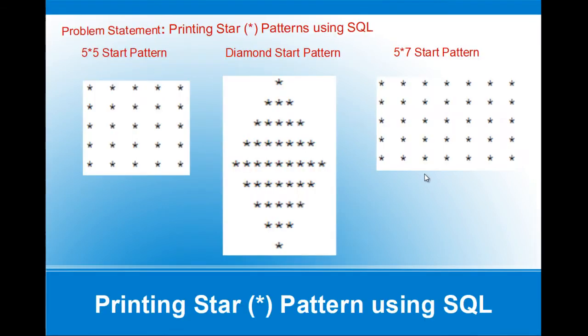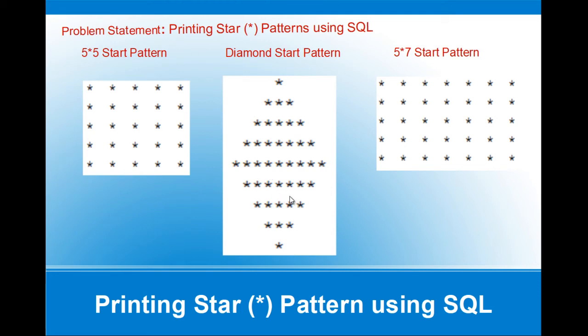So let's get started. Today we are going to solve these three problems. One is printing a 5-star pattern, a 7-star pattern, and a diamond star pattern with a maximum of 9 stars in between. If you see, we have 5 rows and 5 columns here, and here we have 5 rows and 7 columns. In the diamond star pattern, we have a maximum of 9 stars in between, and then it goes 7, 5, 3, 1. So basically it's a diamond pattern. Let's see how we can achieve this using SQL.